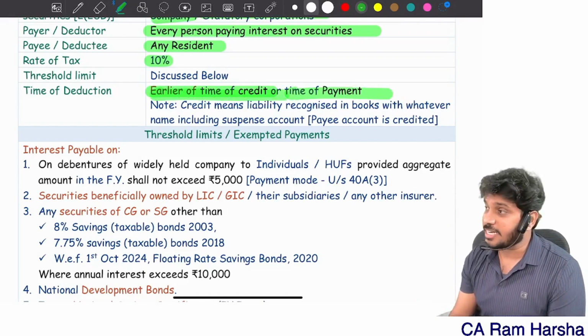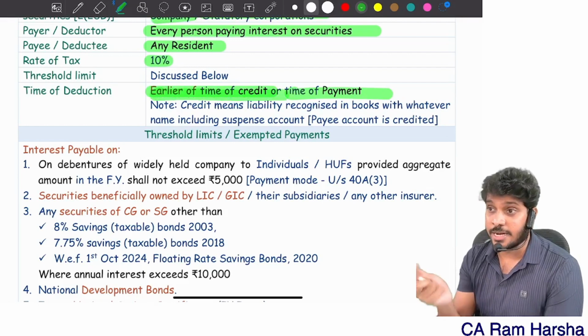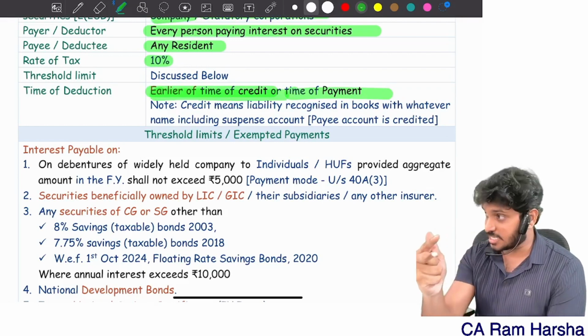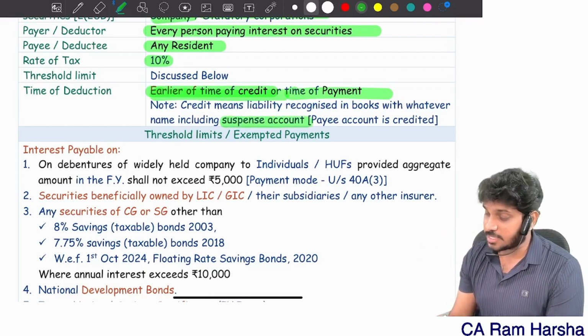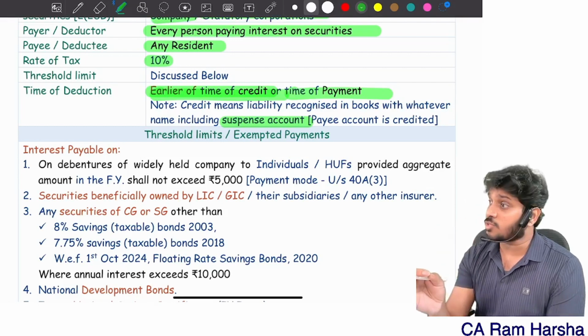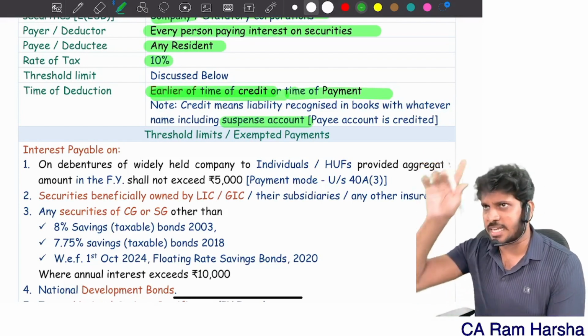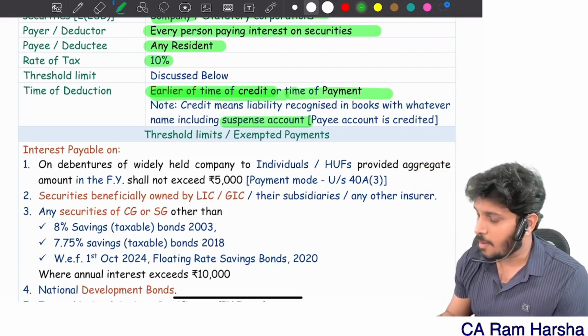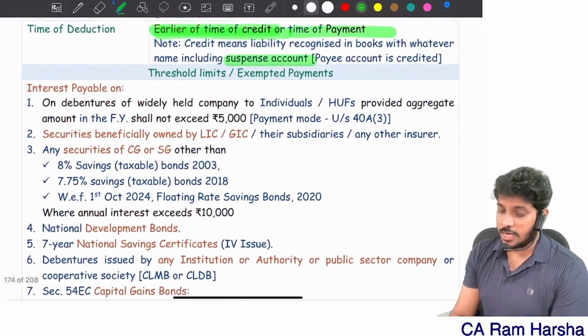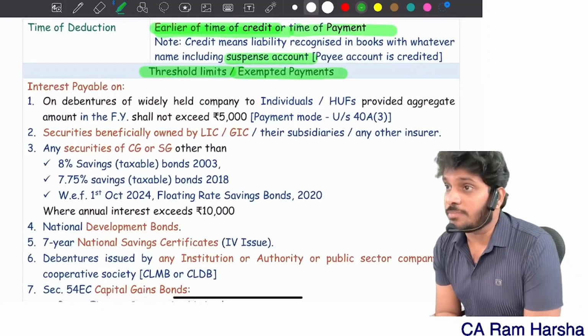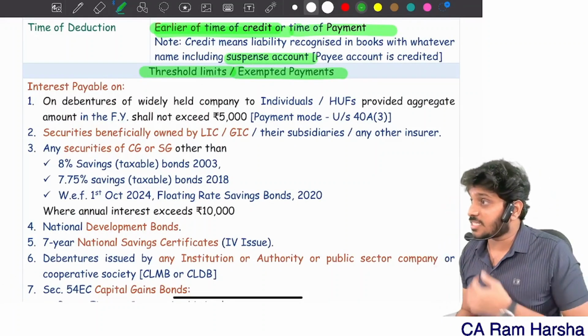Now, time of credit. Credit in the books means what? Recognizing the liability. Whether you recognize the liability as interest expenditure, or with some suspense account, whichever name you use for the liability doesn't matter. You recognize the liability, right? That's enough. You need to deduct TDS under the section. Are you clear?